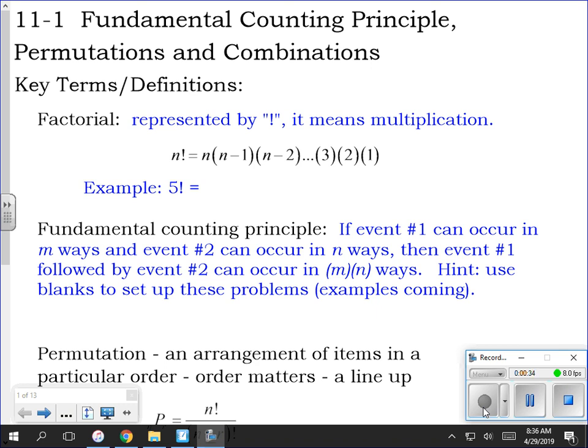The first one we're dealing with is factorials, represented by an exclamation mark. It means multiplication. For example, 5 with an exclamation mark does not mean you say 5 with emphasis. It means that you have 5 times 4 times 3 times 2 times 1.